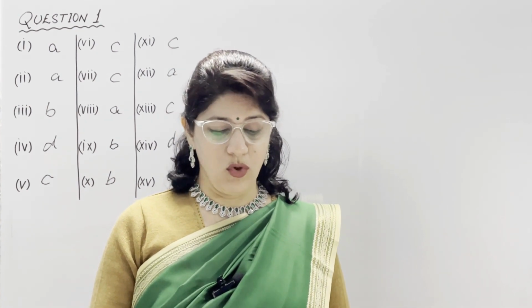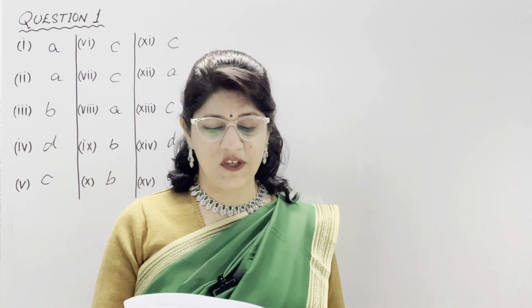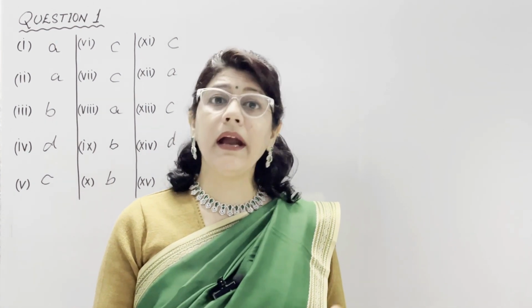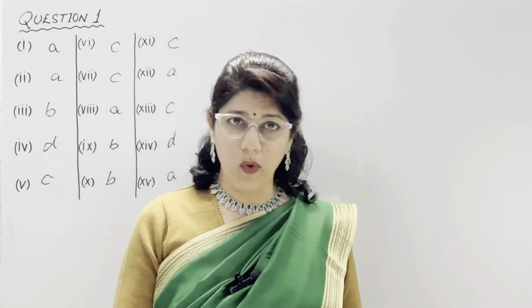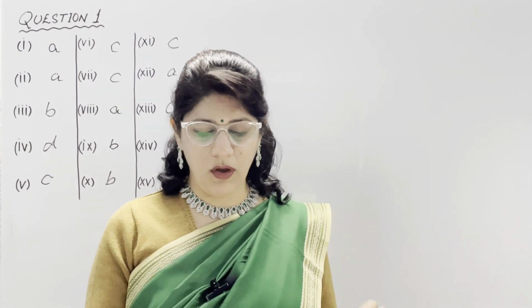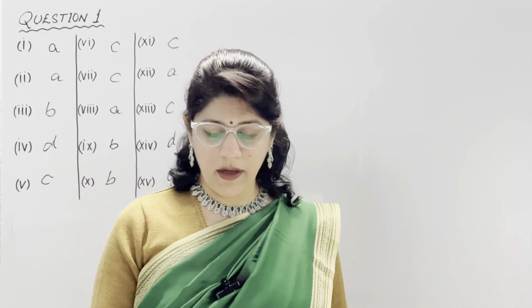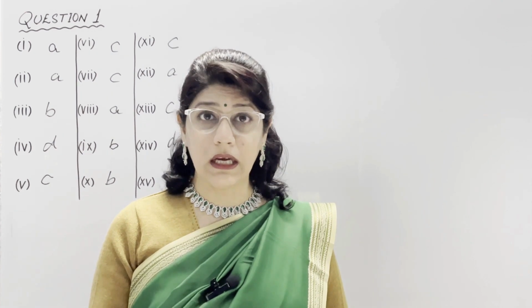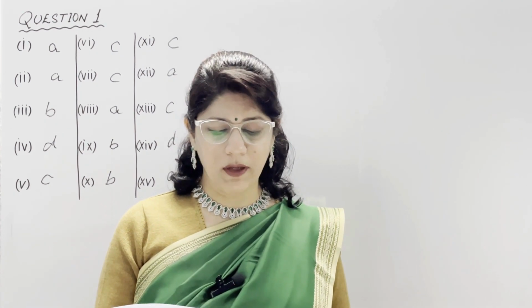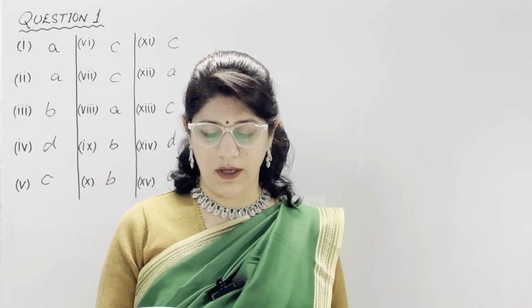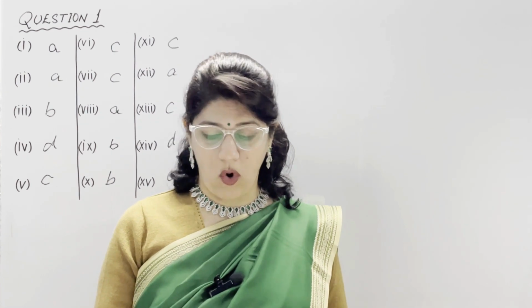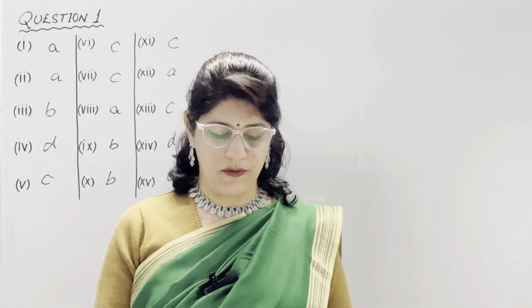In part number 2, give any one difference between monohybrid and dihybrid cross. Monohybrid cross is a cross between alternate traits of one single character, and dihybrid cross is a cross between alternative traits of two different characters.